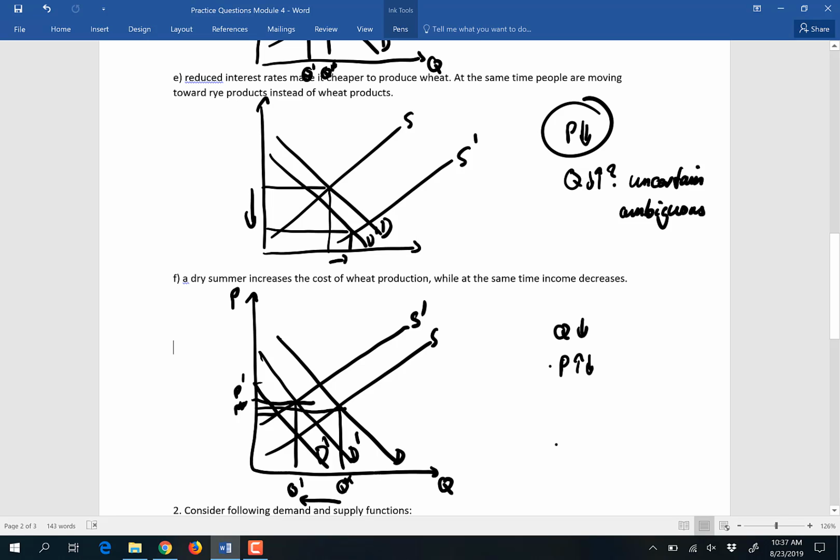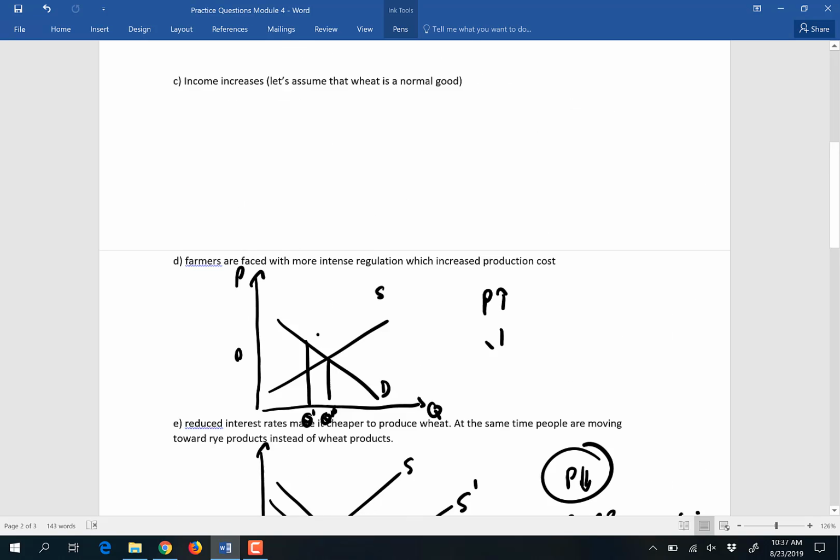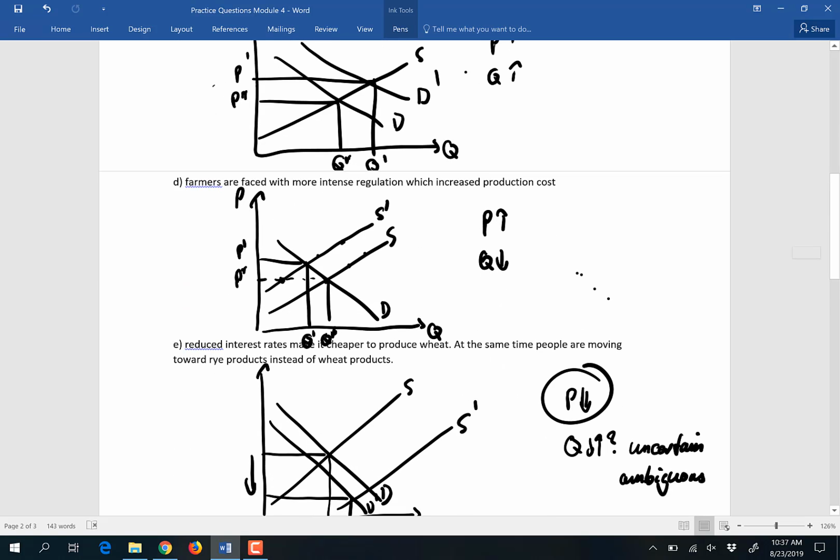So as before, we are certain about quantity, but we are uncertain about the change in price. And the reasoning, again, is it depends on the relative magnitude of the shifts. If the supply function shifts more than the demand, then the price will go up. If the demand function shifts more than the supply, then the price will go down. Well, that's something to keep in mind.